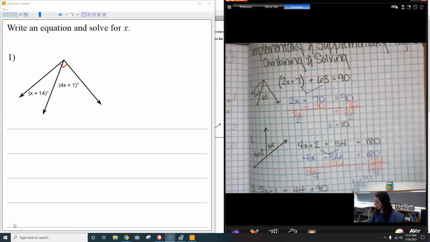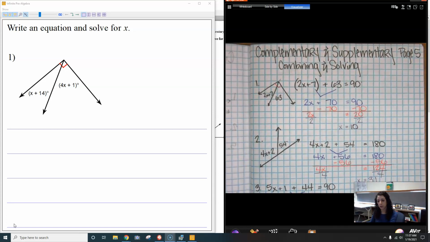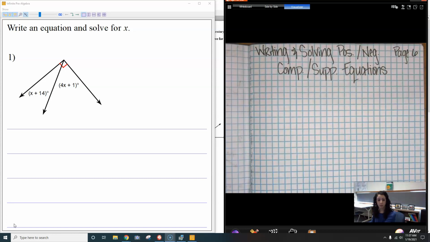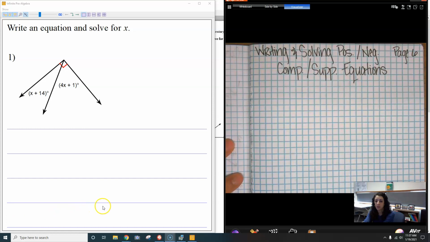For page 5, we did some complementary and supplementary combining and solving, and most of the things that we combined were positive. Today we're going to focus on combining some things that are also negative. So, go ahead and pause this video and get this copied down in your notes.